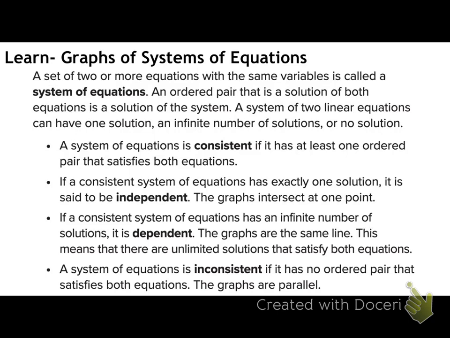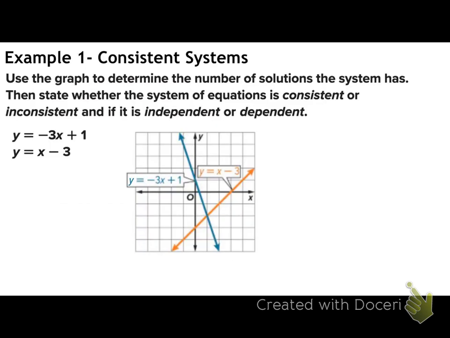If there's an infinite number of solutions, the graphs are the same line, right? And then if there is no ordered pair, aka no solution, the graphs are parallel. So, do these lines intersect at one point? Are they the same line or are they parallel? They intersect at one point, right? Right here. There's their only point of intersection where they cross each other, right? Everyone okay understanding that?